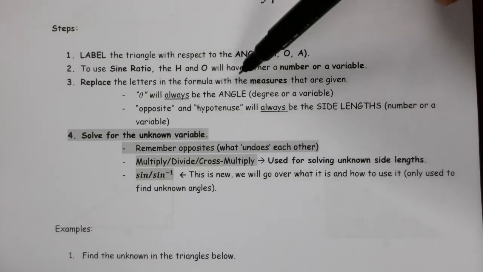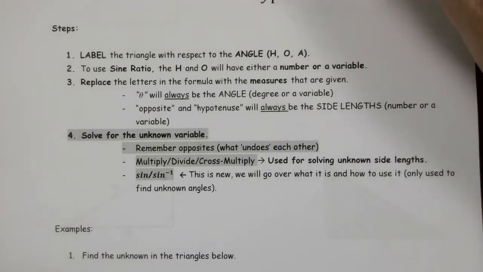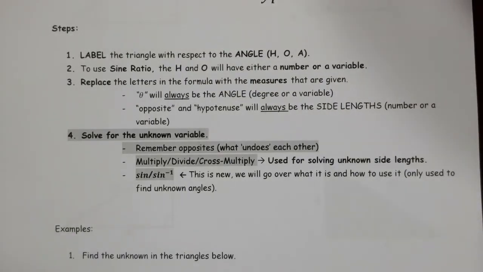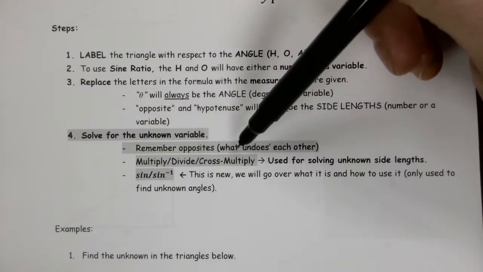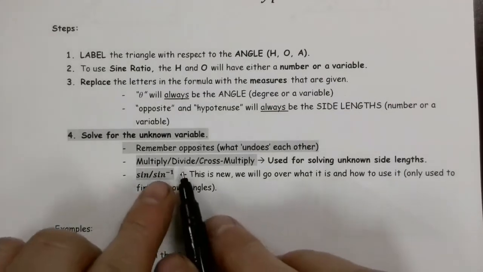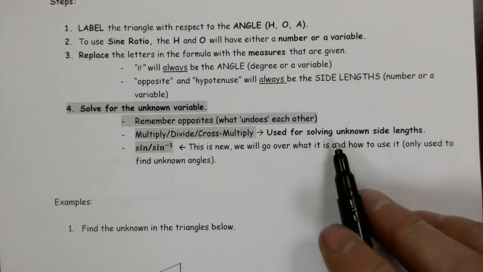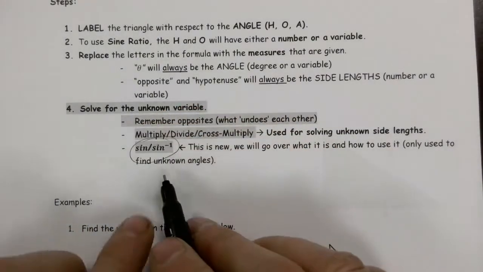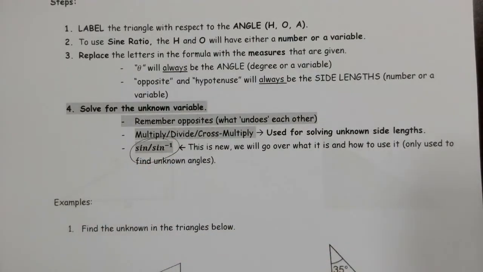So you replace the letters in the formula with the measures that are given. Theta will always be the angle. We were talking about that. Opposite and hypotenuse will always be side lengths. And then to solve for the unknown variables, remember what undoes what. We're going to multiply, divide, and cross multiply for solving unknown side lengths here. And then I'm going to show you this in just a second. You're going to use that inverse trig function button to find the angle when you don't know it. We haven't really talked about that, but we will in just a moment.